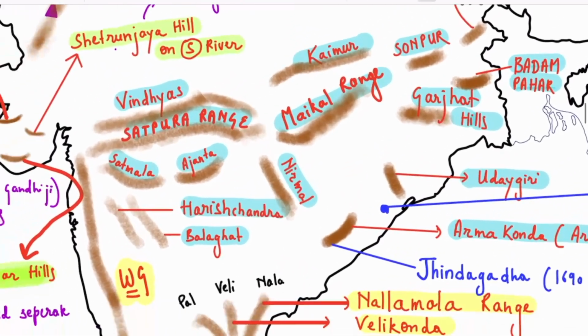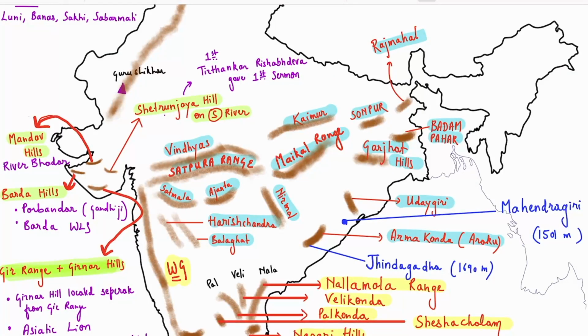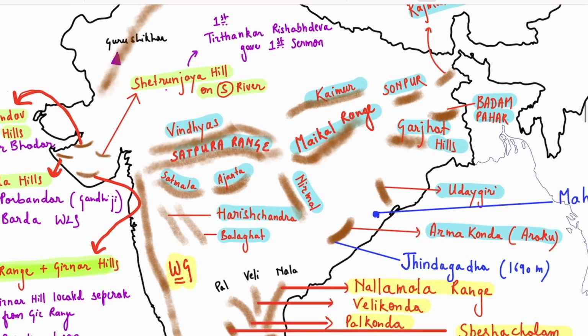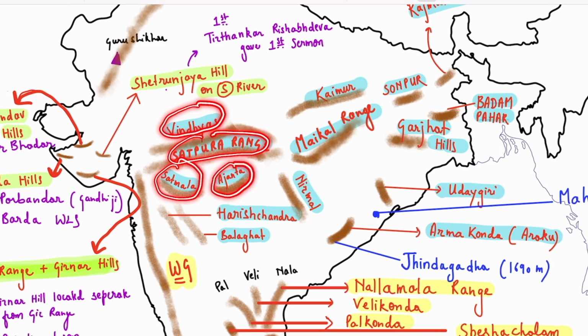Now, let's go to central India. First, let me give you a brief overview of the major hill ranges that we have here in central India. So, when we talk about here, you have Vindhyas. Then south of Vindhyas, we have Satpura. Then south of Satpura, here we have Satmala and Ajanta. Then, if you go towards the eastern side, we have Camur. Then below Camur, we have the Mekal Range.